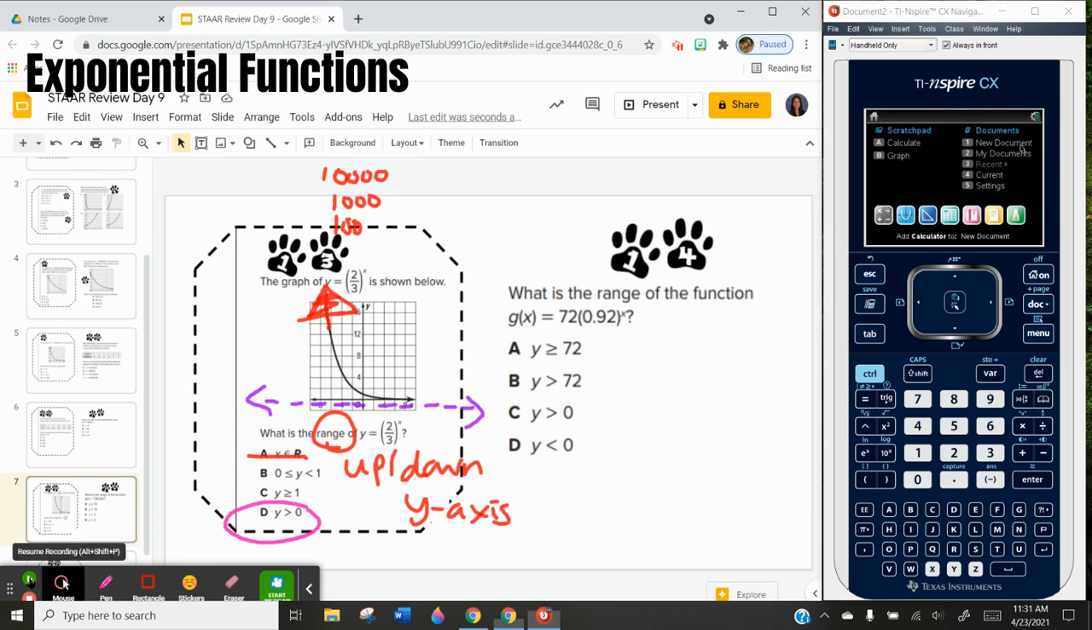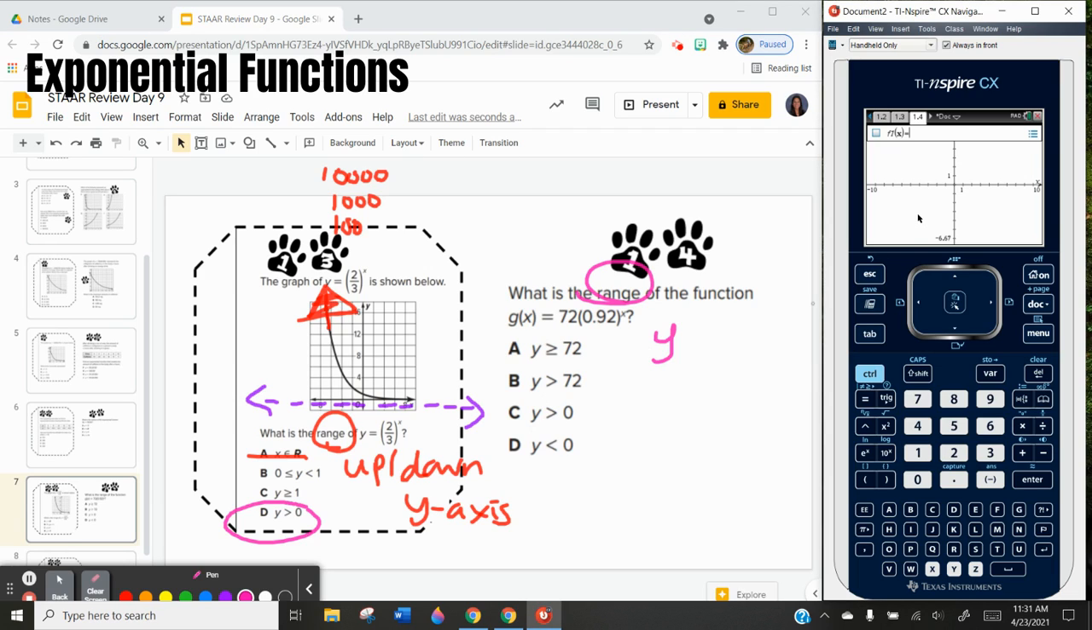Problem number 14. For problem number 14, here it's asking you what is the range, which means your y values. If you look, they all have a y for this function. So we're going to go ahead and graph our function in our calculator. It says it starts at 72, and if you look at the exponential growth or decay, it's less than 1, which means that it is going down. It's going to be raised to the x power, and we can have our graph, but I can't see it, so I'm going to zoom out, menu, zoom out, so that I can see my graph.